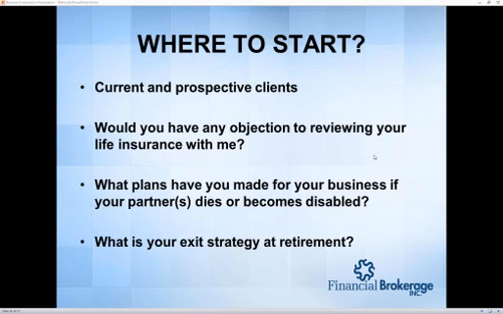And then finally, we don't have any life insurance. And if that's the case, you might try the direct approach, which might be, what plans have you made for your business if your partner dies or becomes disabled? Another question you might ask is, what is your exit strategy at retirement? Many times the owner will not have a current exit strategy because they haven't considered retirement or may not even plan to retire. Any of the above will help you get the ball rolling, however, and most of you will see that a formal business succession plan is a good idea.